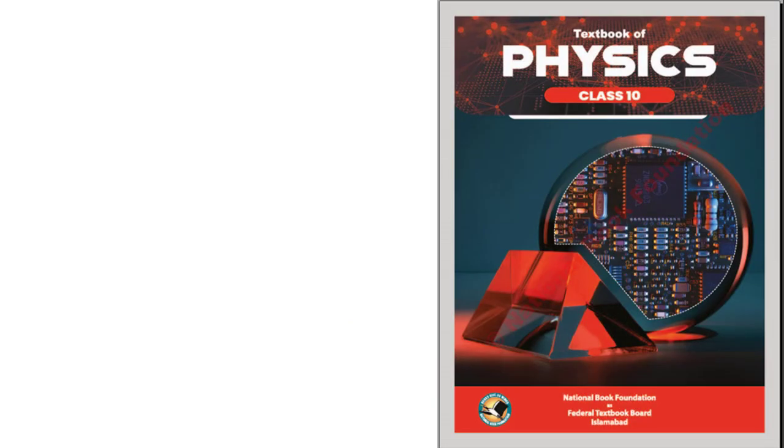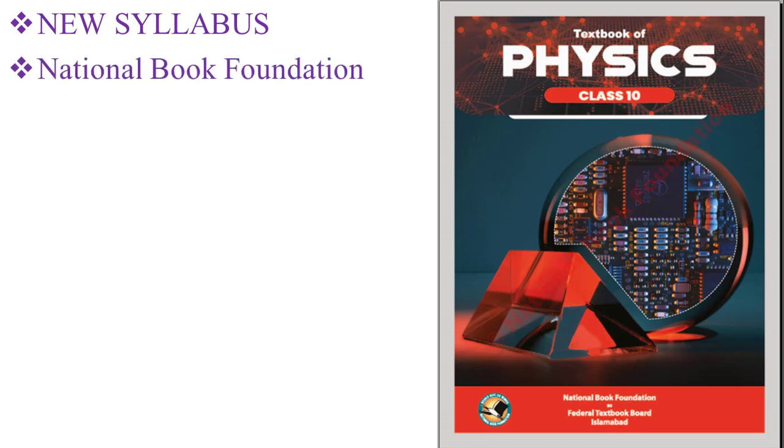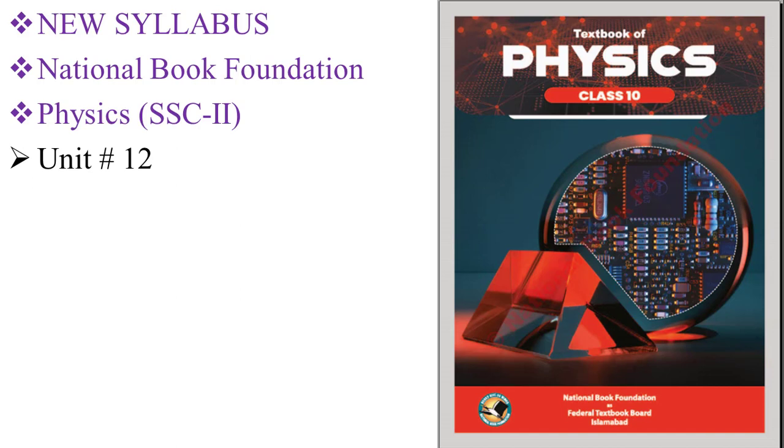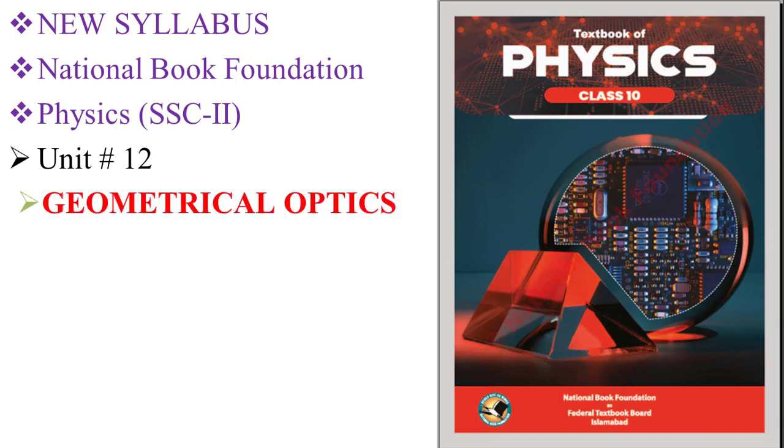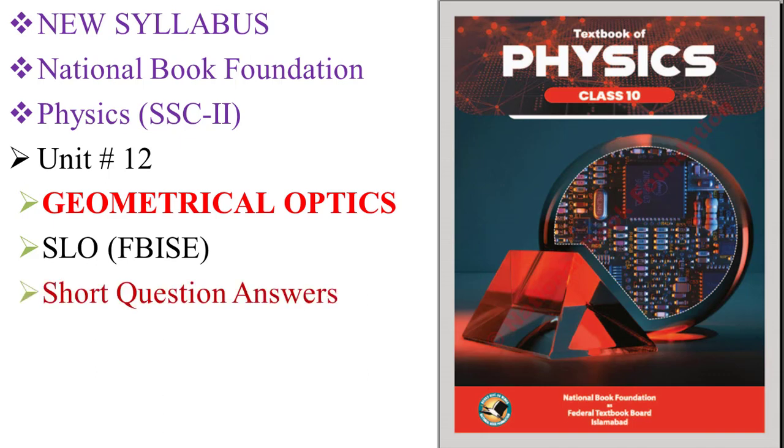Today we will discuss the new syllabus National Book Foundation Physics SSC 2, Unit number 12, Geometrical Optics. Now we will discuss, according to SLO-based FBISE requirements, the short question answers, questions number 1 to 5 in part 1. Now we will start short question answer number 1.